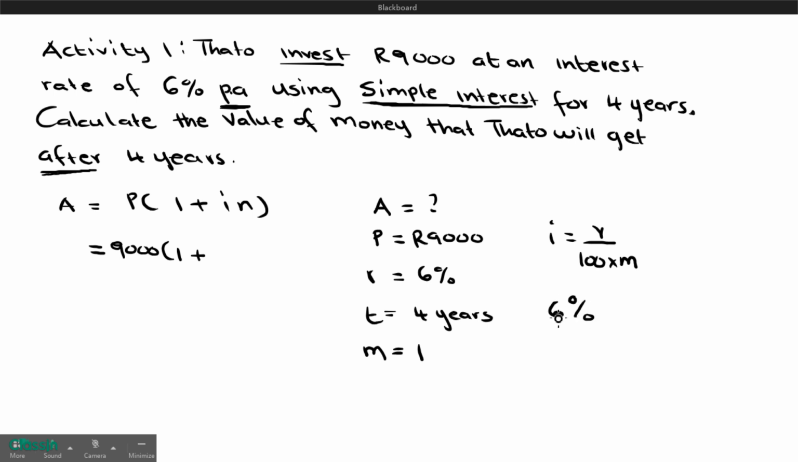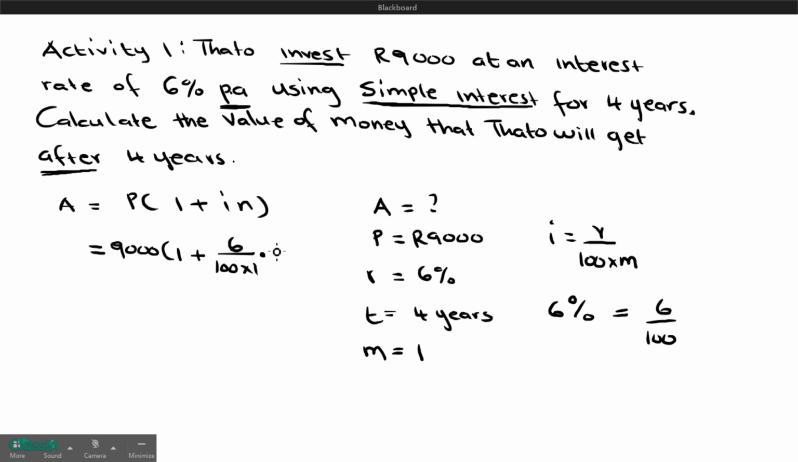Percentage, 6%, so 6 over 100. 6 over 100 is the same as 6%. So it means that the 100 part, the percentage part, is already there. The only thing left for us is to write the 6 on top where there is R. So 6 over 100. But how much is our M? Our M is multiplied by 1.